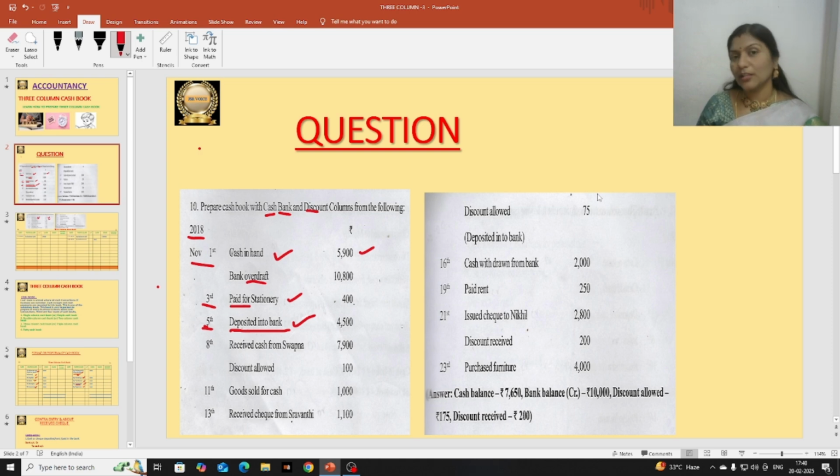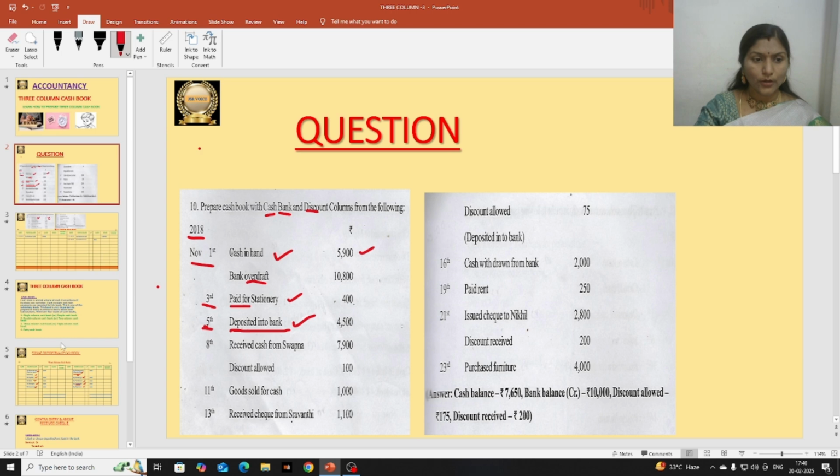I already told you there are two contra-entry transactions. I told you in the previous videos. One is depositing in the bank. The other one is withdrawing cash from the bank for office use. In case of these two contra-entry transactions, we should record the transaction two times: one time on the debit side, second time on the credit side. All remaining transactions we post only one time. But this contra-entry transaction should be posted two times, one time on the debit side of the 3-column cash book, second time on the credit side of the 3-column cash book. Let us see actually how to record it.